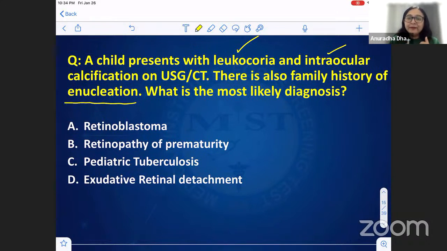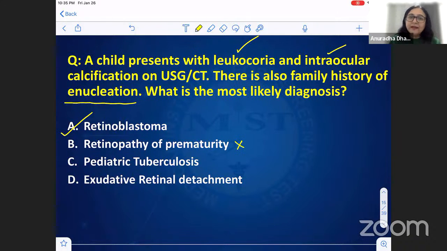So a kind of tumor of the child which is causing white pupillary reflex, which presents with intraocular calcification and having the history of same tumor in the family, which must have caused reason for enucleation in that person. So the diagnosis here is the most common intraocular tumor of childhood, which is your retinoblastoma. And I'm very sure that each one of you must have marked this answer right because all the key features are there. It's not retinopathy of prematurity.